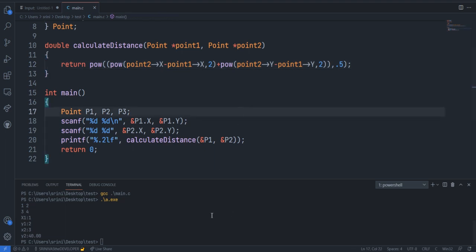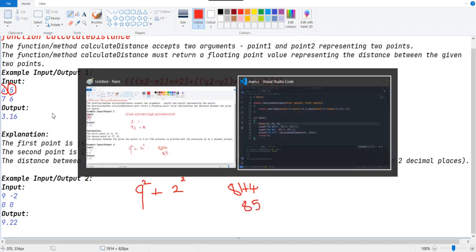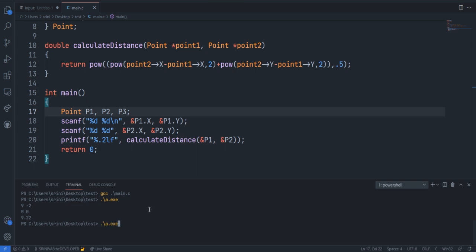So if we just run this program, we'll get the value for 9 minus 2, 0 and 0. We got 9.22, which is nothing but the expected value. Here for 4 5 7 6, the output is 3.16. For 4 5 7 6, the expected output is 3.16.